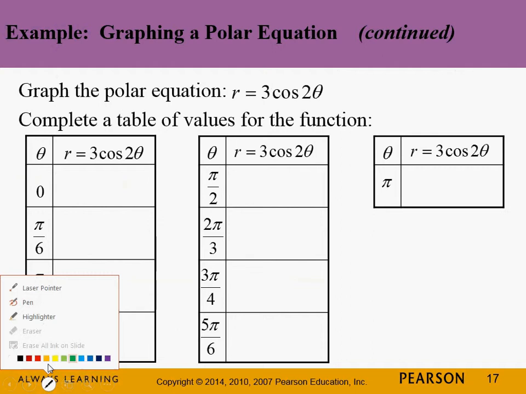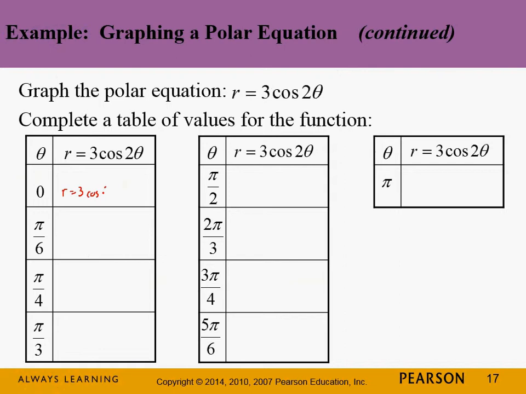R equals 3 cosine 2 theta, so r equals 3 cosine of 0. What's cosine of 0? 1, so 3 times 1 is 3. All right, we plug in pi over 6, we get r equals 3 times cosine of 2 times pi over 6, which is pi over 3. So what's cosine of pi over 3? 1 half. So 3 times 1 half, 3 halves. Okay?